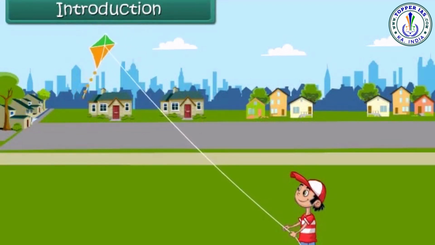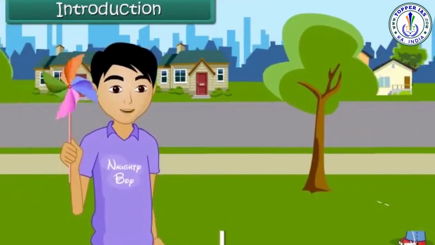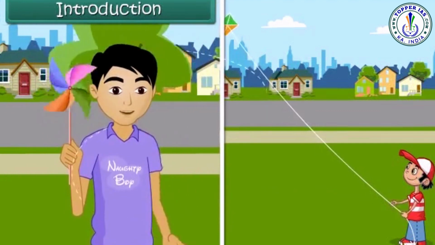The kite flies so high. How does it fly? The windmill moves due to movement of air, and so does the kite fly.